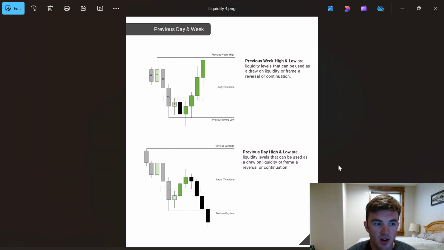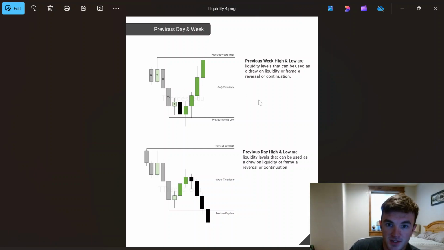These liquidity targets, anytime I say liquidity target, it's also referred to as a draw on liquidity. So anytime someone says draw on liquidity, just think that's where the market is likely going to be targeting. That's the liquidity that's being targeted. So liquidity, remember, just means old highs and old lows.